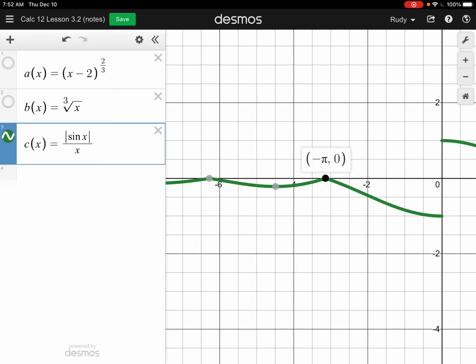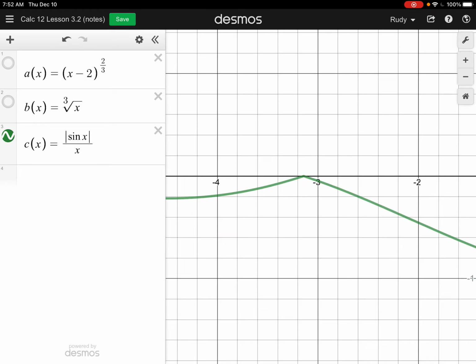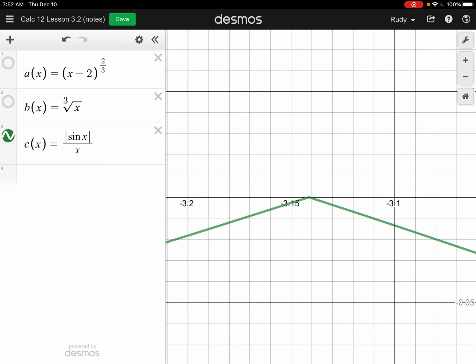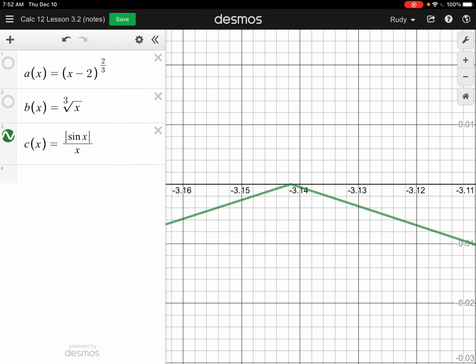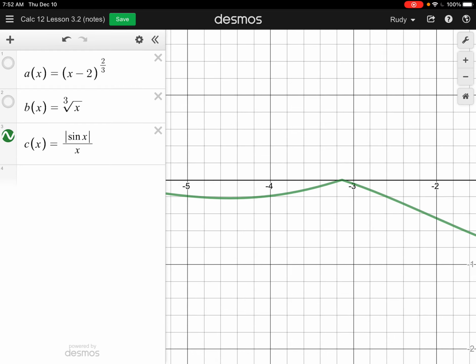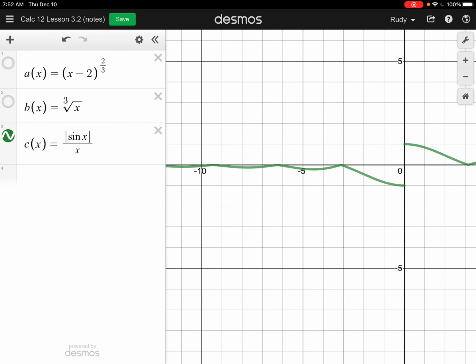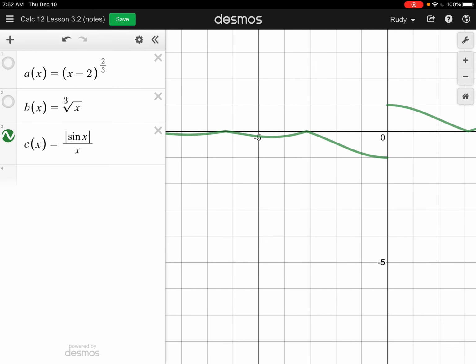So I know it's not differentiable, but what's the reason? If I zoom in, this is a corner, not a cusp. Again, a cusp is very specific. The 2 points approach this infinitely sharp point. That's not what's happening here. This looks like 2 line segments at this point. So I have corners at any multiple of pi except 0. I have a jump discontinuity at 0.